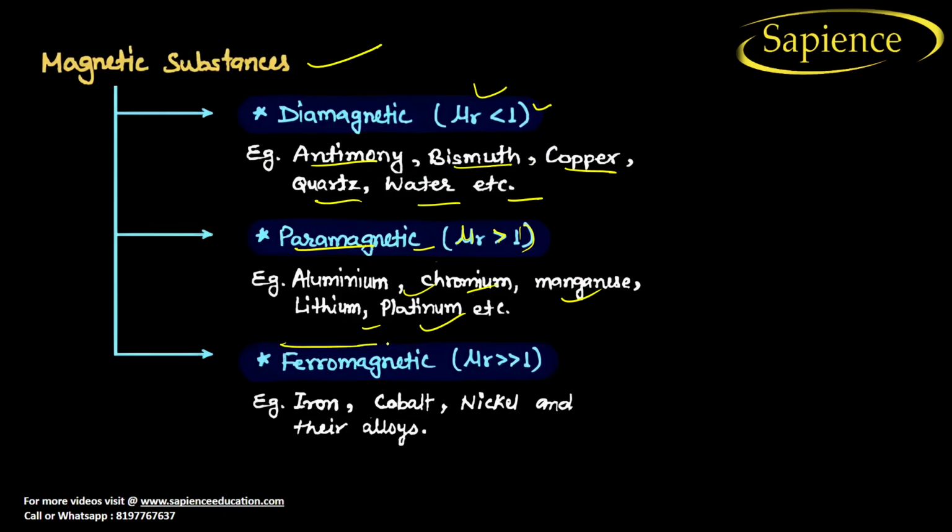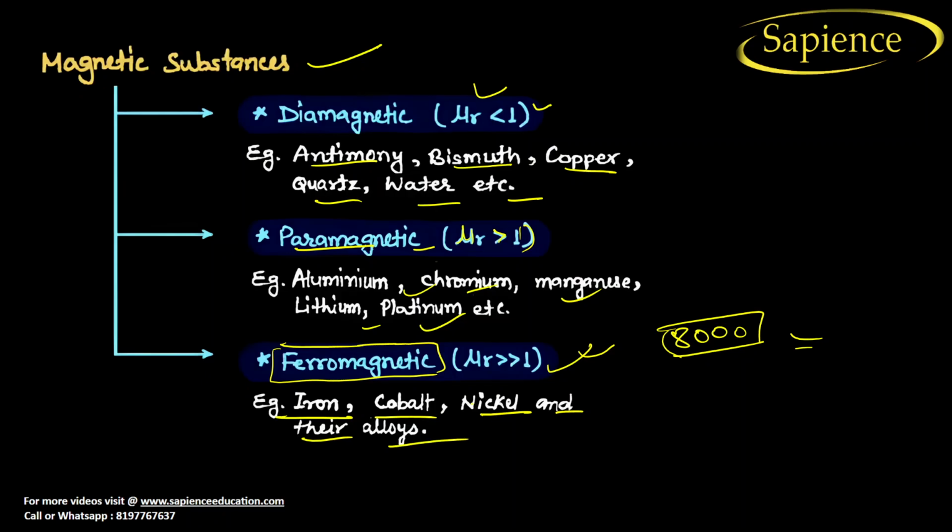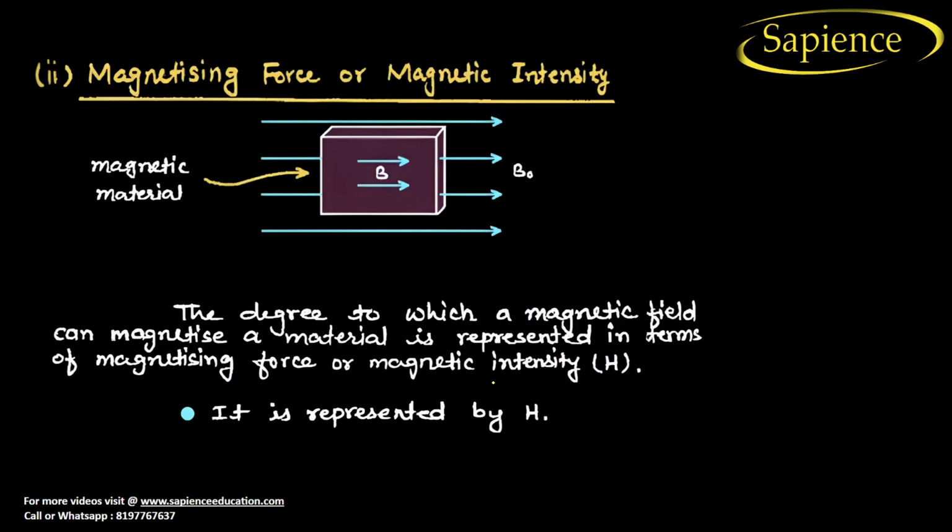But what about ferromagnetic? Ferromagnetic relative permeability will be very high, approximately 8,000, so it is definitely very high and far from 1. The materials that come under this are iron, cobalt, nickel, and their alloys. I hope you have understood this.